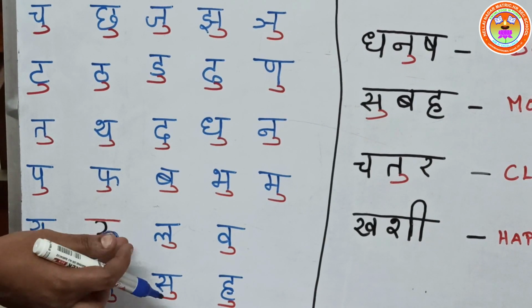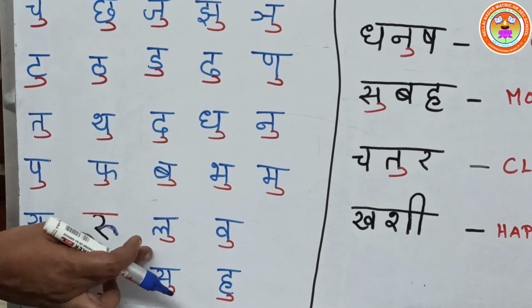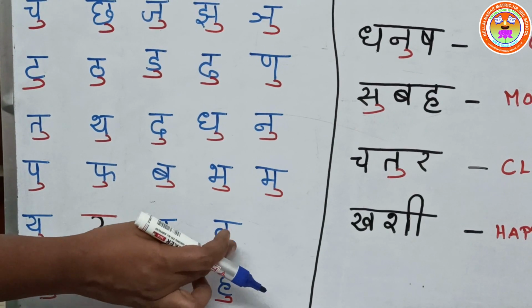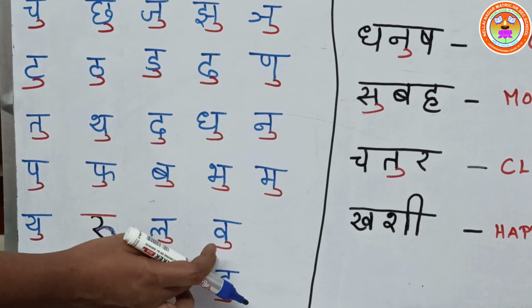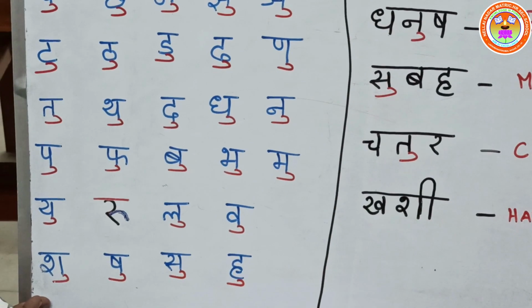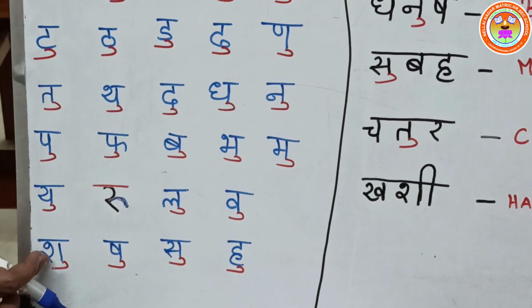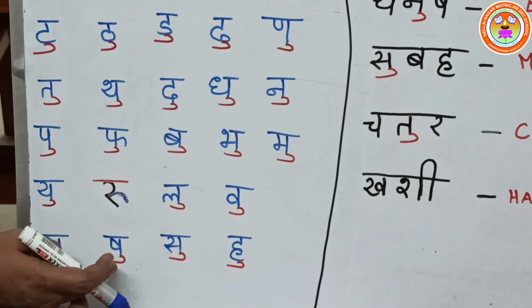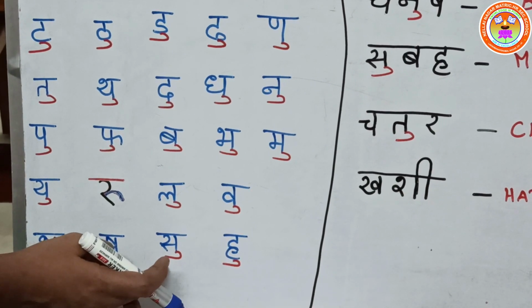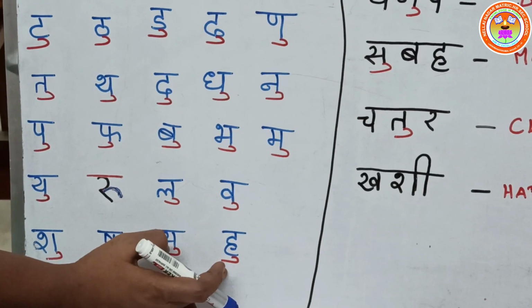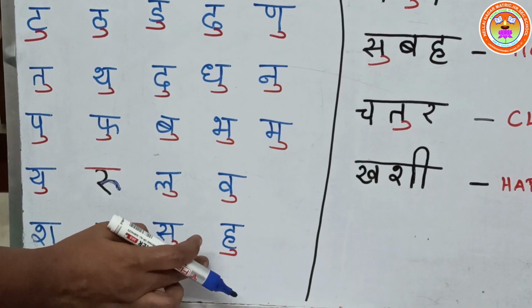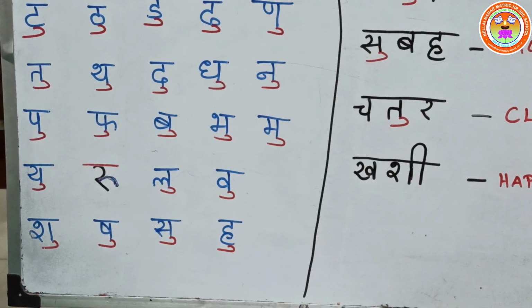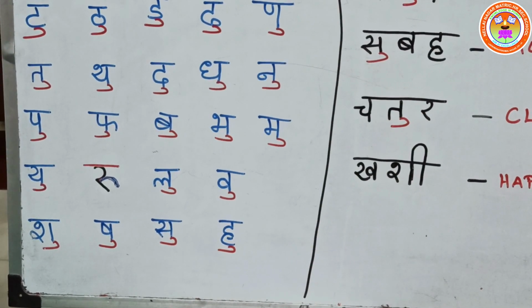RU. When L is added with U ki matra, it becomes LU. When V is added with U ki matra, it becomes VU. Last line, SHU. When SH is added with U ki matra, it becomes SHU. SHU, SU, HU.